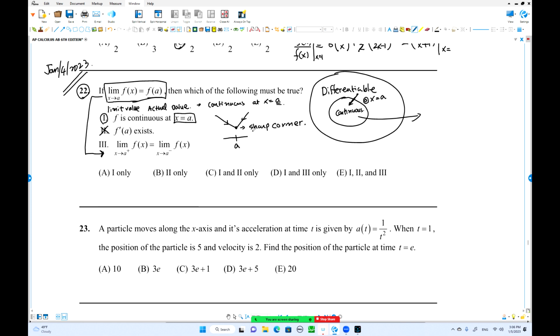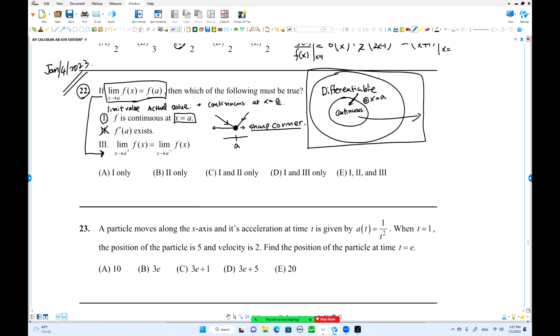This is a counterexample. This is continuous, we know that. There is just the limit value over here, but the actual value equals the limit value, so it's continuous, but at this point it is not differentiable. Totally different, so remember this diagram.